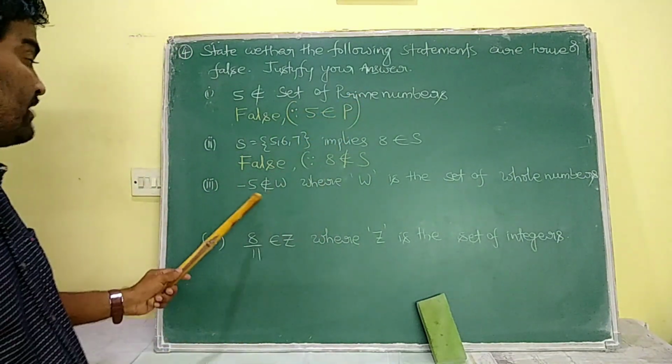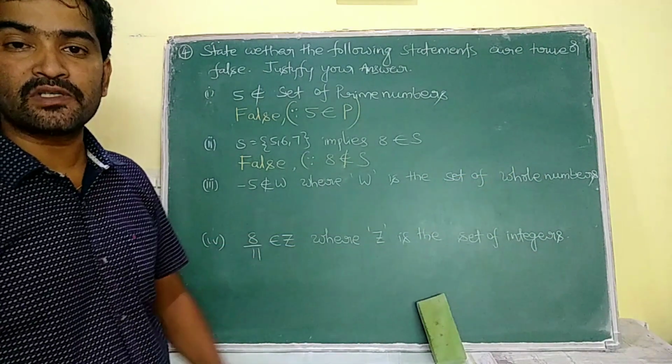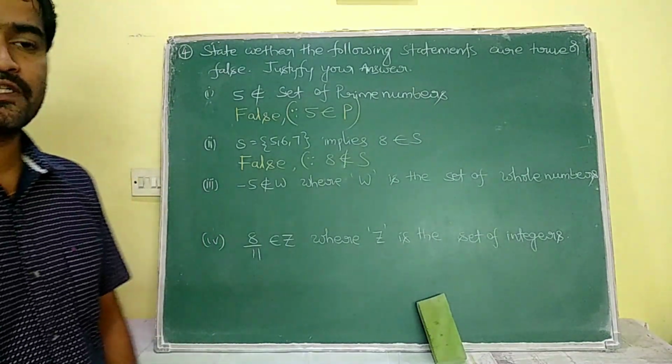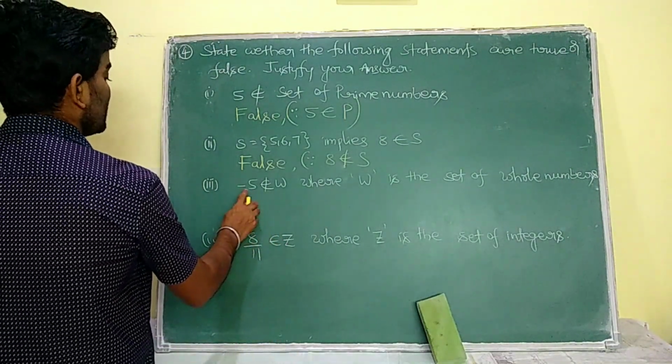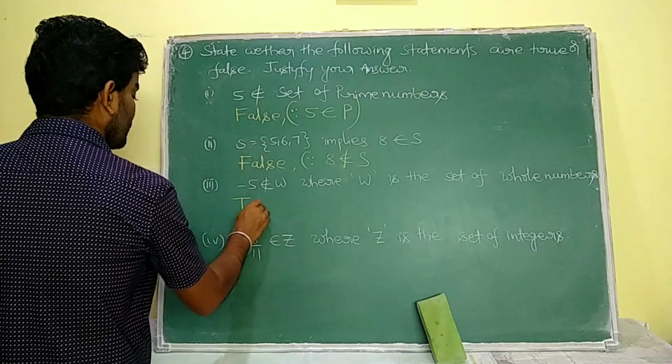Here, negative 5 does not belong to W. Here W is the set of whole numbers. We know the whole numbers start from 0: 0, 1, 2, 3, and so on. So there is no negative value. So minus 5 does not belong to W. Yes, it's true.